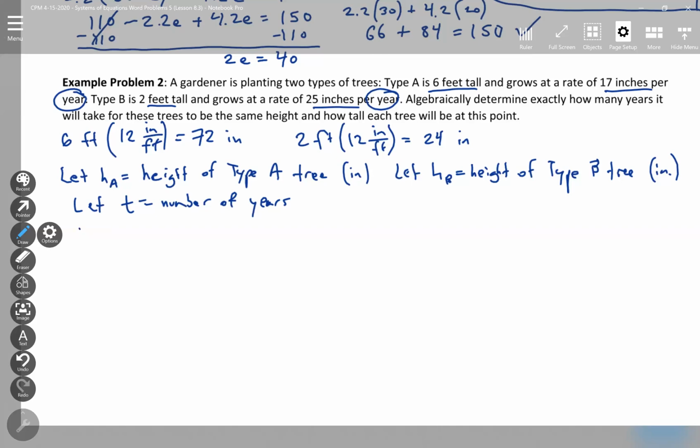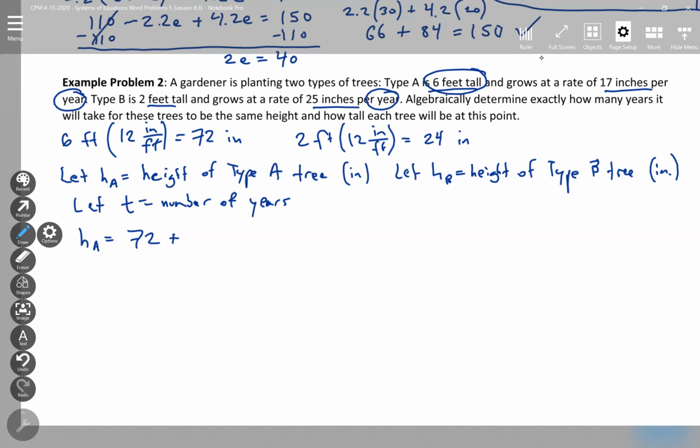So let's start with the height of tree A. Well, it says it starts out at 6 feet tall, which we found to be 72 inches, and it grows at a rate of 17 inches per year. So to find the additional growth for a certain number of years, what we could do is take that rate and multiply by the time.